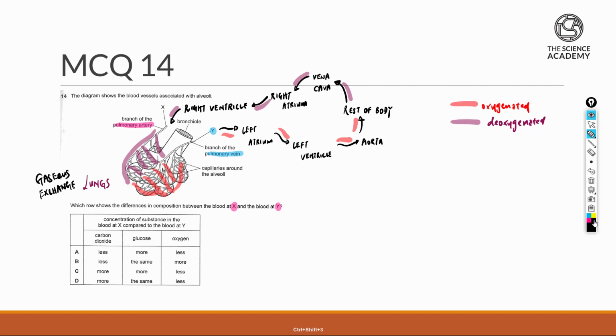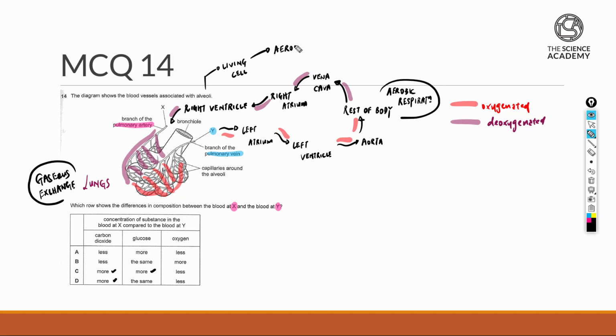So again, this is gaseous exchange at the lungs, but the body reverses this because it undergoes aerobic respiration. So again, comparing X and Y, X itself should have a higher amount of carbon dioxide because it's mostly deoxygenated blood. Glucose itself, it should be more because we have to remember again the alveoli is considered to be a living cell, and as a living cell it has to undergo aerobic respiration.